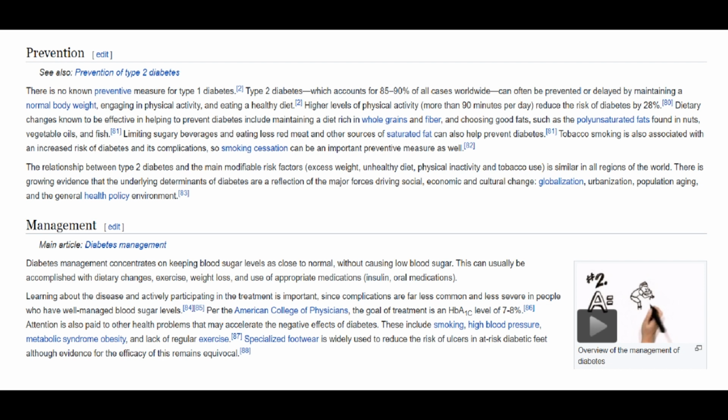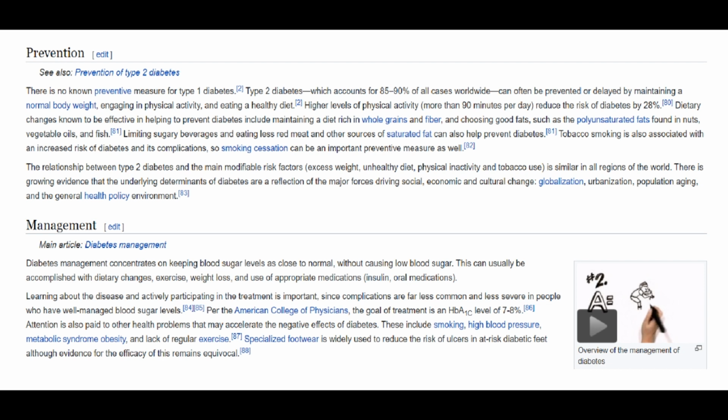Type 2 diabetes, which accounts for 85-90% of all cases worldwide, can often be prevented or delayed by maintaining a normal body weight, engaging in physical activity, and eating a healthy diet. Higher levels of physical activity, more than 90 minutes per day, reduce the risk of diabetes by 28%. Dietary changes known to be effective in helping to prevent diabetes include maintaining a diet rich in whole grains and fiber, and choosing good fats, such as the polyunsaturated fats found in nuts, vegetable oils, and fish.